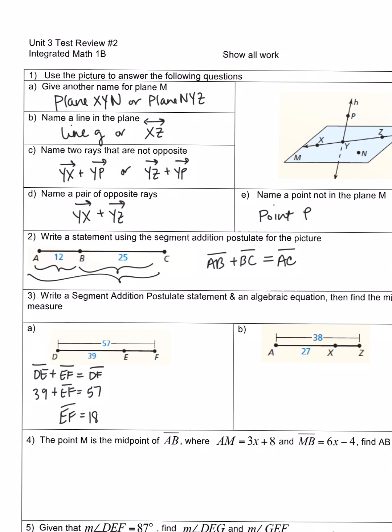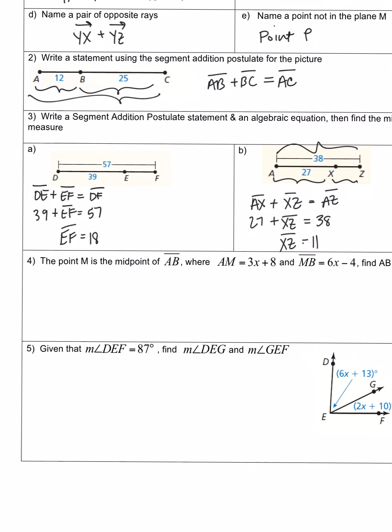Same thing over here. A little segment plus a little segment equals a bigger segment. So AX plus XZ equals AZ. And AX is 27, XZ we don't know, and AZ is 38. So XZ equals 38 minus 27, which is 11.